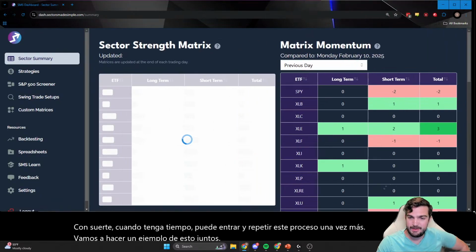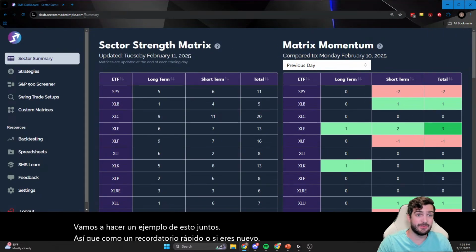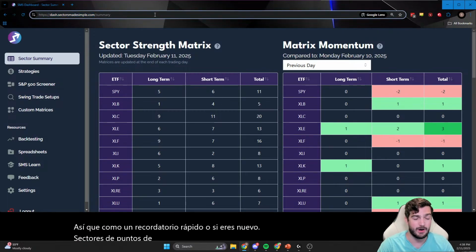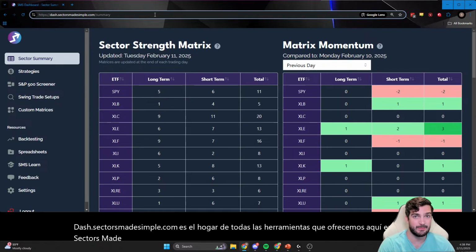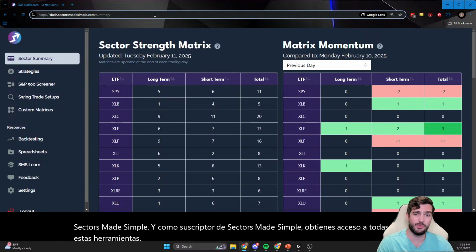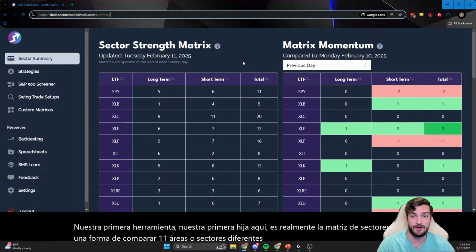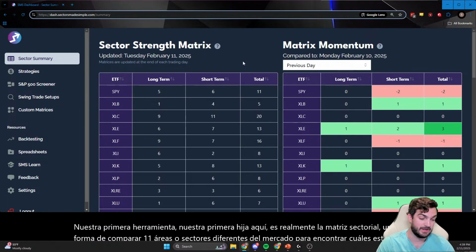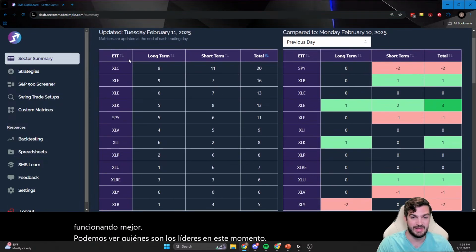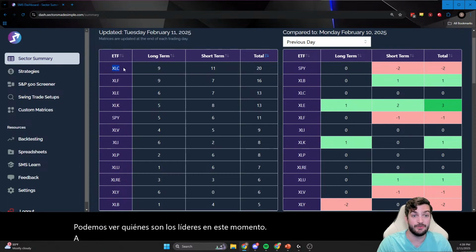So, as a quick reminder, or if you're new, dash.sectorsmadesimple.com is the home for all of the tools that we offer here at Sectors Made Simple. And as a Sectors Made Simple subscriber, you get access to all of these tools. Our first tool, our first child here really is the sector matrix, a way of comparing 11 different areas or sectors of the market to find which ones are performing the best. We can see who the leaders are right now on this left table.